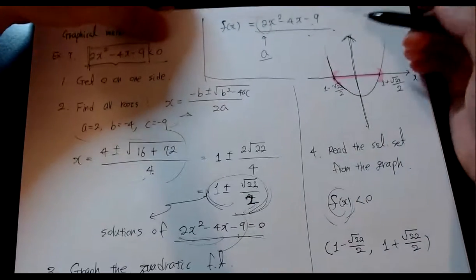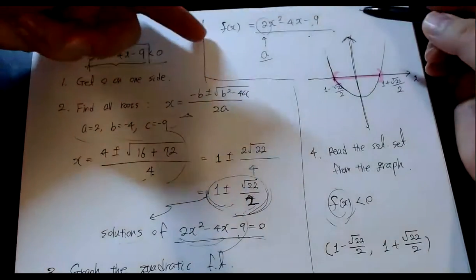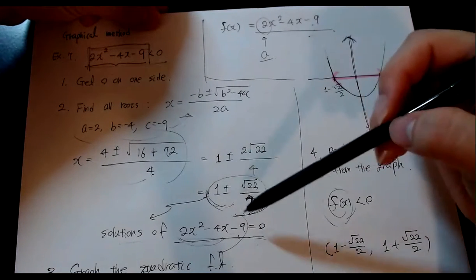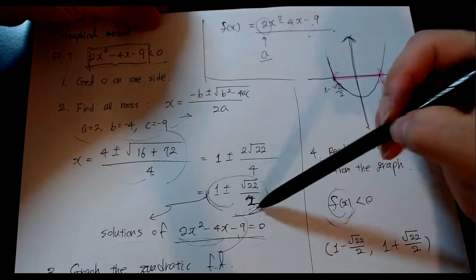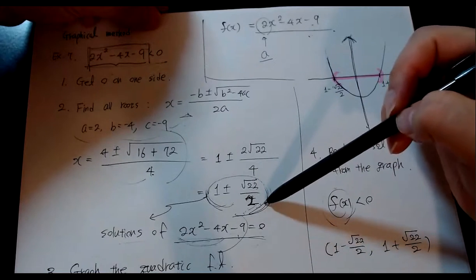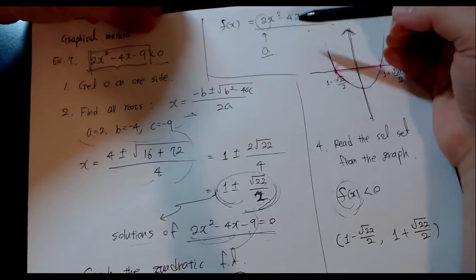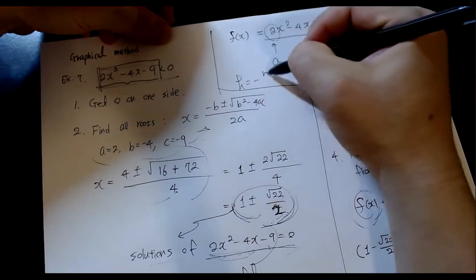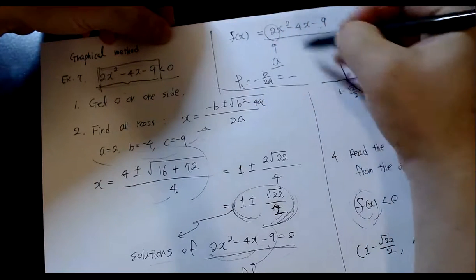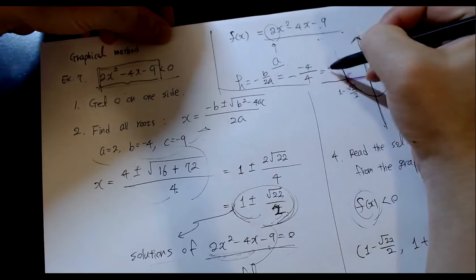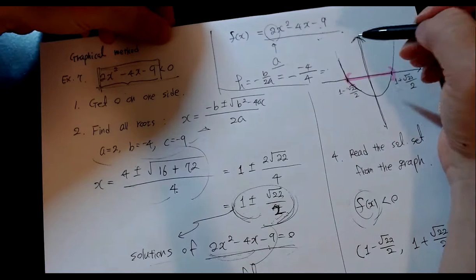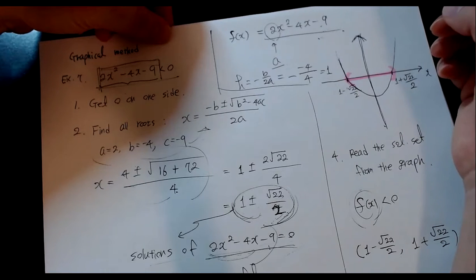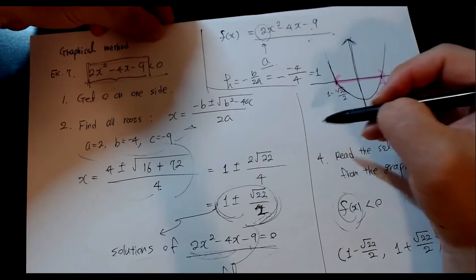If you want to figure out whether or not the graph of f of x crosses the x-axis without looking at the number of solutions in the corresponding quadratic equation, you just figure out the h, which is the x-coordinate of the vertex. So here the vertex h is negative b over 2a, right? Which is negative of negative 4 over 4, which is 1. Okay.